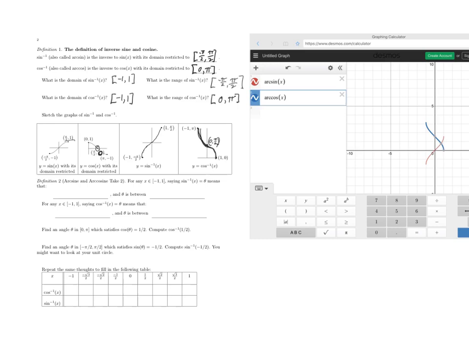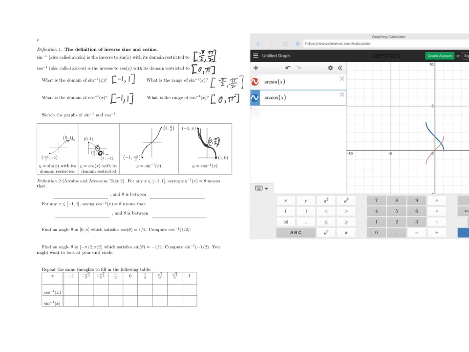Nice. So let's just read some things off. It looks like inverse cosine is always positive. It's decreasing though. It has an x-intercept at 1, and a y-intercept at 0, pi over 2. Inverse sine is increasing on its whole domain, passes through the point 0, 0. Nice.